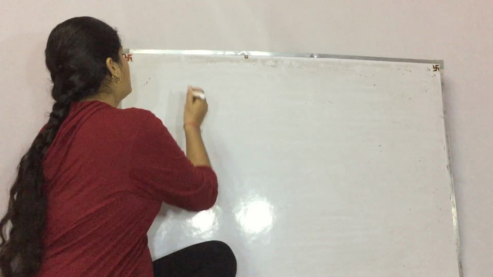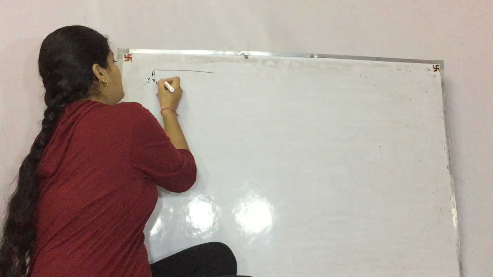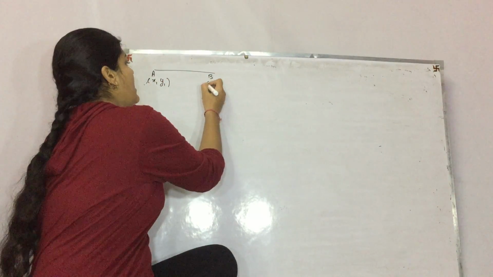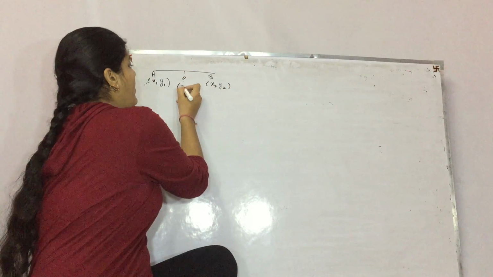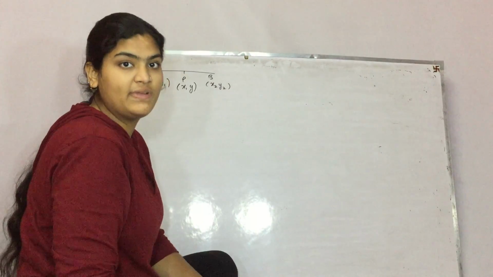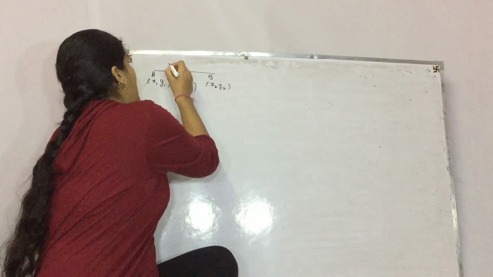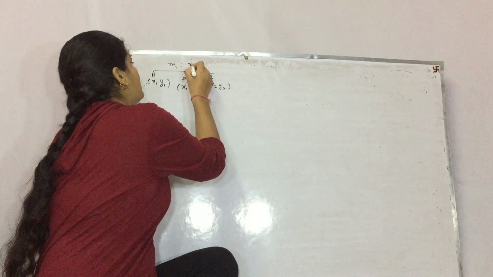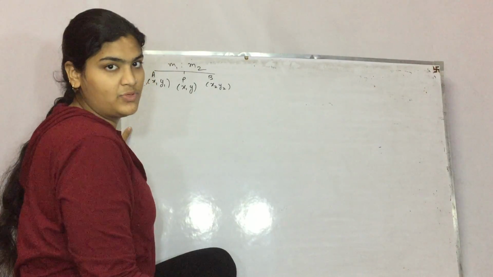Hello and welcome to my new video, which is based on the section formula in coordinate geometry. Let us suppose you have two points, A as (x1, y1) and B as (x2, y2). And let us suppose another point (x, y) lies between A and B, which cuts AB internally. Then this divides the line segment AB in the ratio n1 to n2.